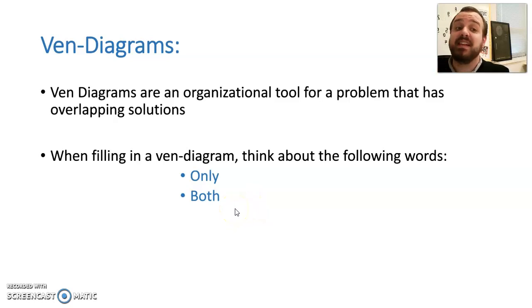Now, you've probably seen these in English class, right? You create a Venn diagram and you use it to say, okay, these are the things, how they're different, and then the things that they share that are the same, okay? In math, it means the exact same thing. It's going to cover the same amount of material.